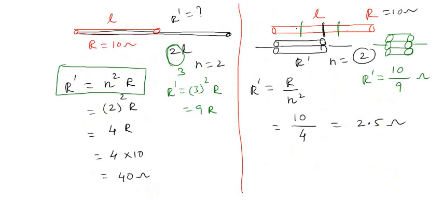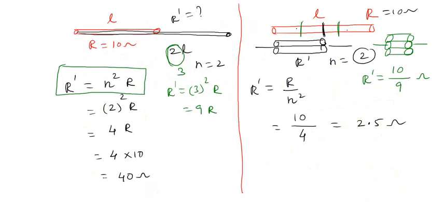That is a question. So R dash equal to N square R. How many times it is stretched? 2 times. Therefore it is 2 square into R. 2 square is 4. Therefore now the new resistance will become 4 times the old resistance. Therefore 4 into 10, 40 ohm. In case the wire is stretched to 3 times the original length, then the N value we should take as 3. In that case, R dash will be equal to 3 square times R, which is 9 times R.